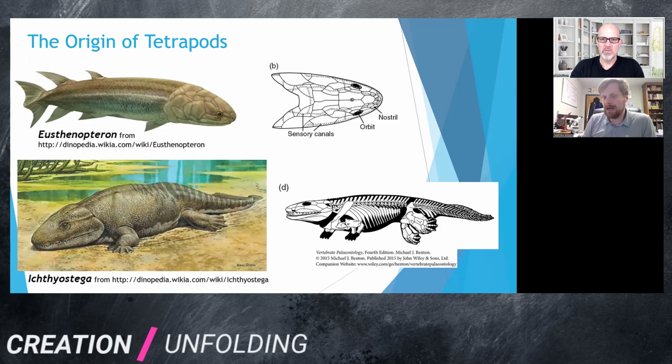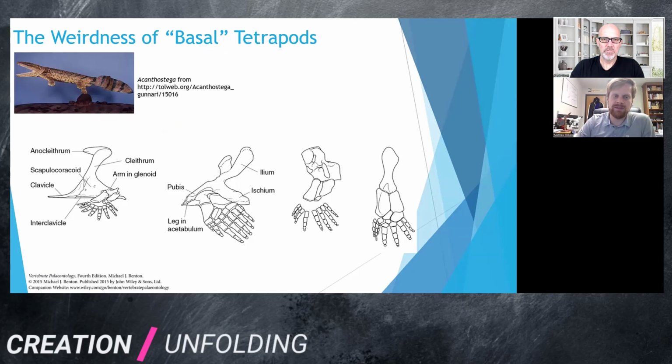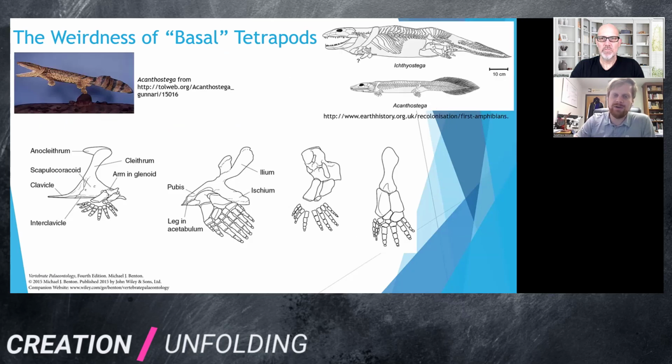But you look at this, this is not a fish. This clearly has legs with fingers and toes, right? Now it's a little bit weird, right? So here's Acanthostega, Ichthyostega, these two that are known. And you can see they actually have lots of fingers and toes.